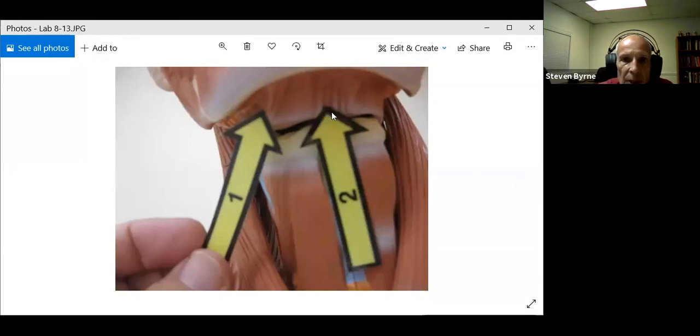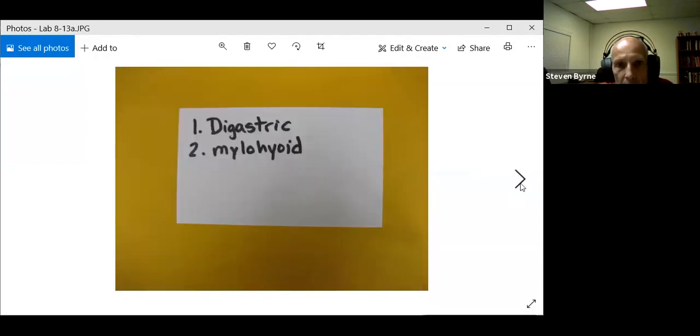And these are those little muscles underneath going to the hyoid bone. The hyoid bone is a freely moving bone. So it says 1 and 2, and so mylohyoid and digastric. Digastric and mylohyoid, they're hard to see.